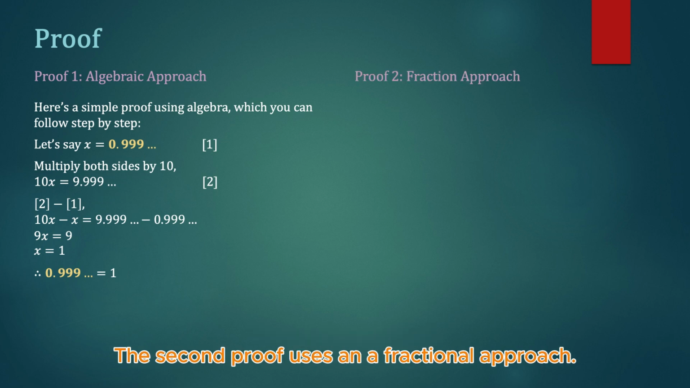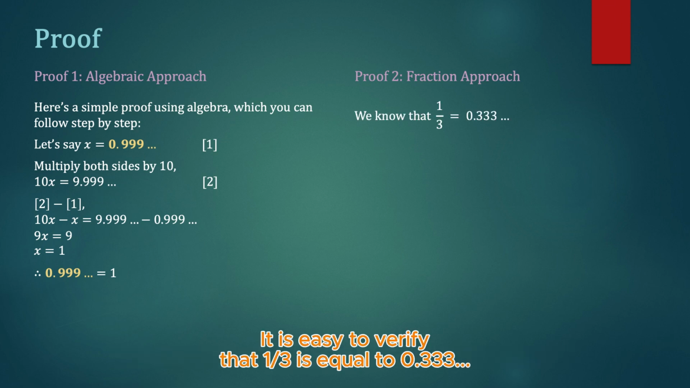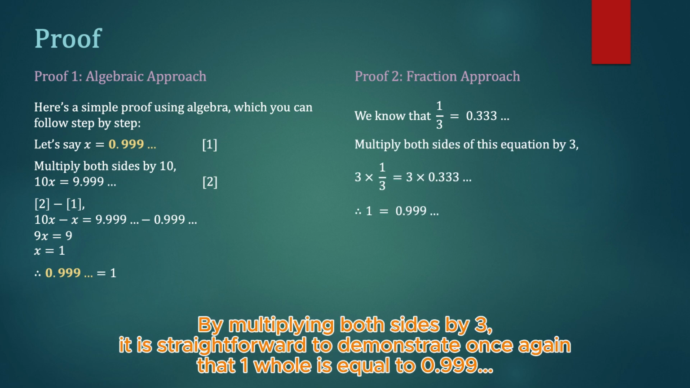The second proof uses a fractional approach. It is easy to verify that 1 over 3 is equal to 0.3 repeating. By multiplying both sides by 3, it is straightforward to demonstrate once again that 1 whole is equal to 0.9 repeating.